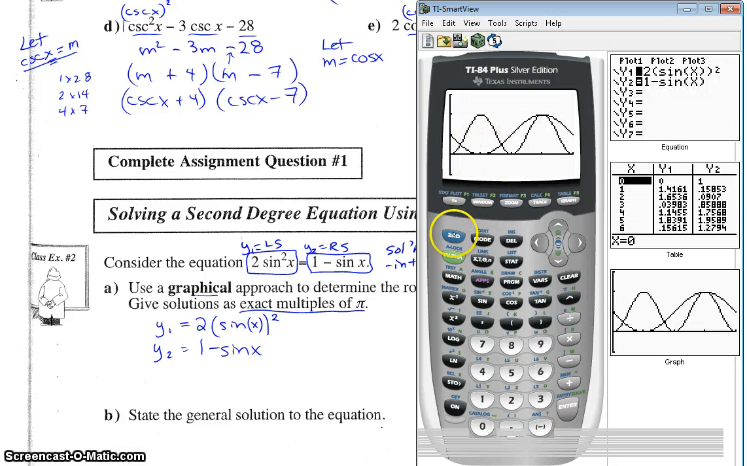All right, how do we find that? We go second calc, intersect, number 5. Don't have to scroll down, just hit number 5. And there we go. It's asking for first curve, so hit enter. Second curve, hit enter. Then focus on where you want to actually find the solution. So for guess, we're going to have to go left.